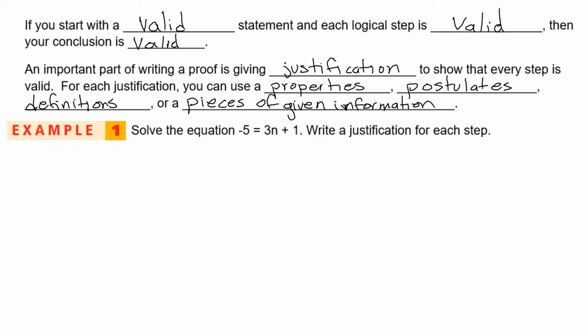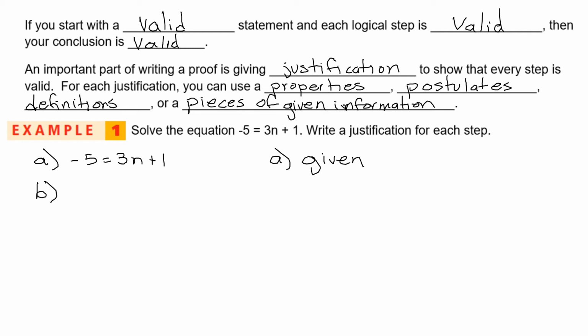So our next example, we want to solve the equation -5 equals 3n plus 1. Write a justification for each step. So our first step is to rewrite that equation. -5 equals 3n plus 1, because it asked us to solve that equation. And we can rewrite that equation because it was given to us in the problem. Anytime you have something that was directly given to you in the problem, all you have to do is write down given.